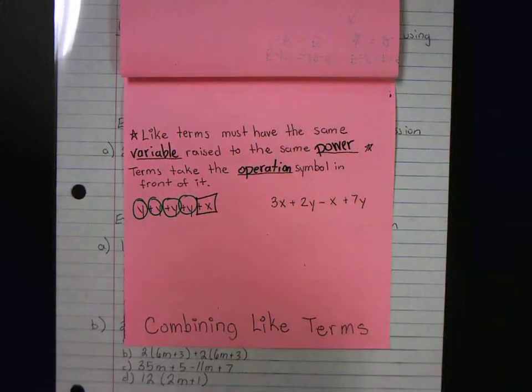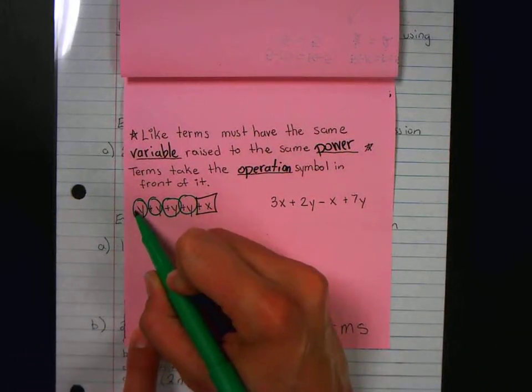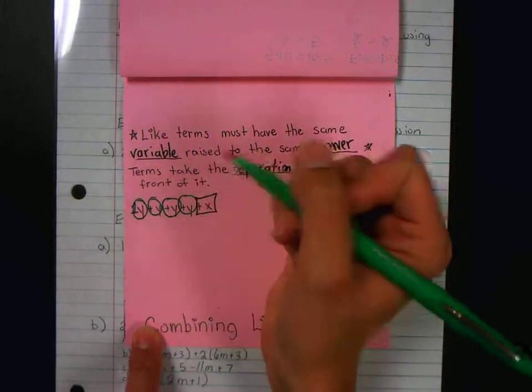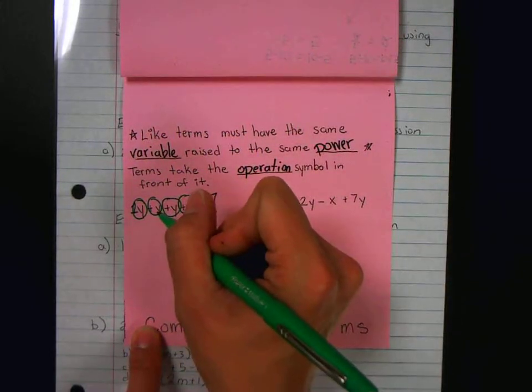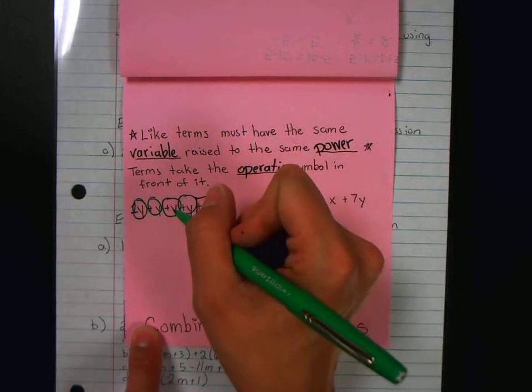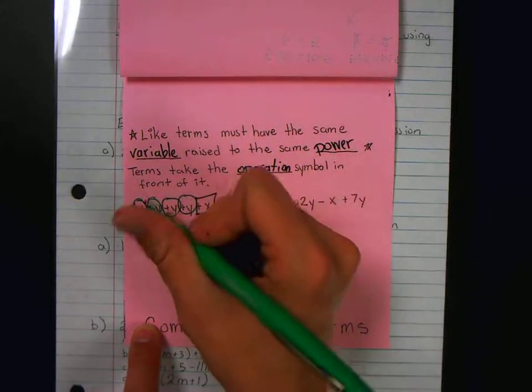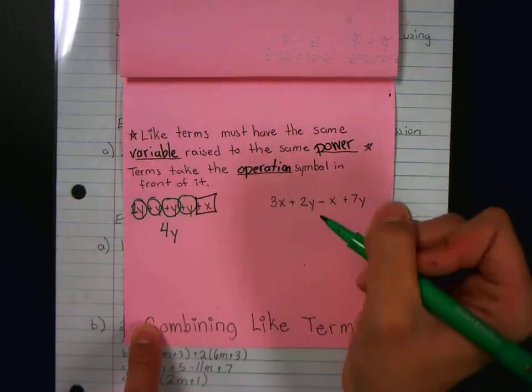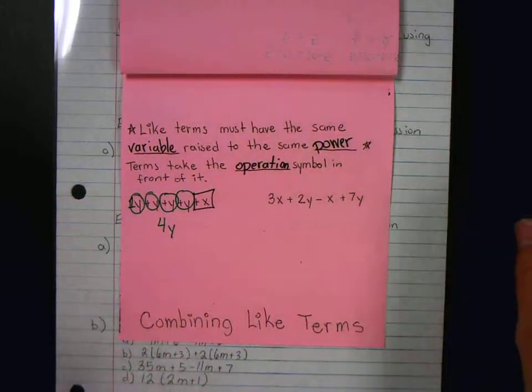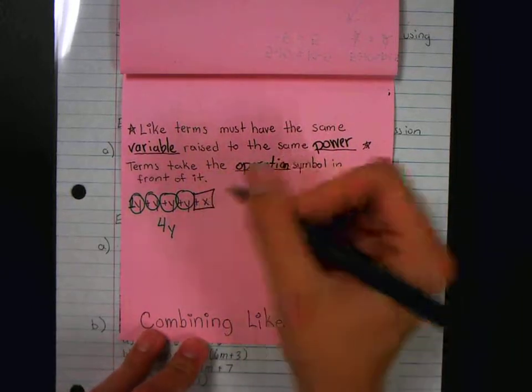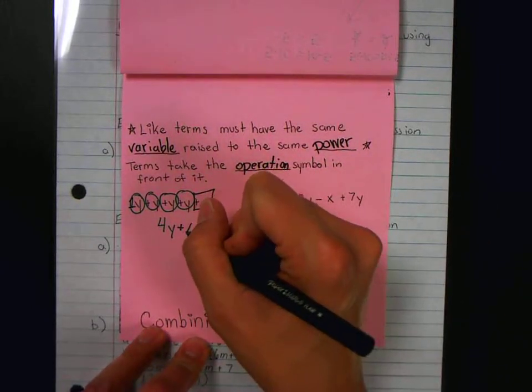How many y's do I have here? I have 1 y, because remember the coefficient in front of a variable is always 1. So I have 1 y plus 1 y, that's 2 y, plus another y, that's 3 y, plus another y, that's 4 y. So right now I have 4 y. I'm just combining them. And then I have this x last. So I'm going to take the operation sign in front, put it in front, and then put my term, x.